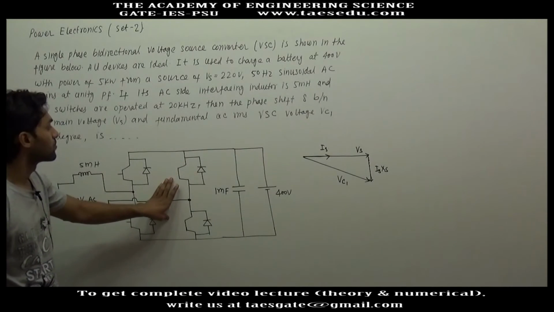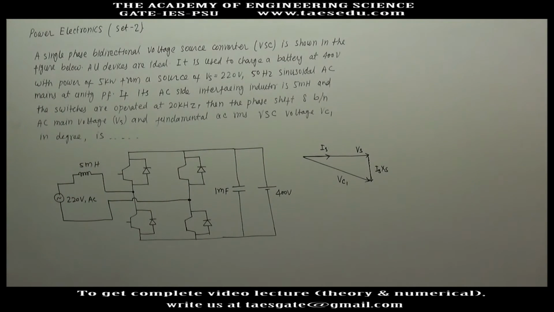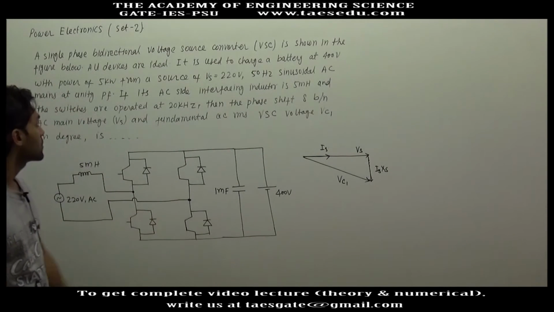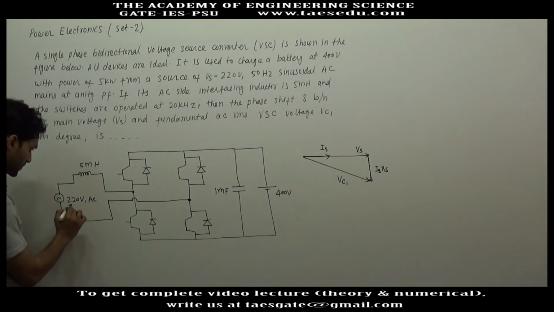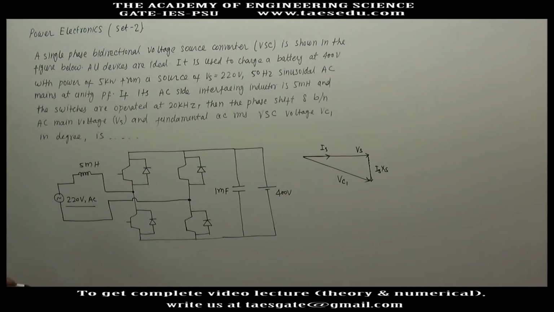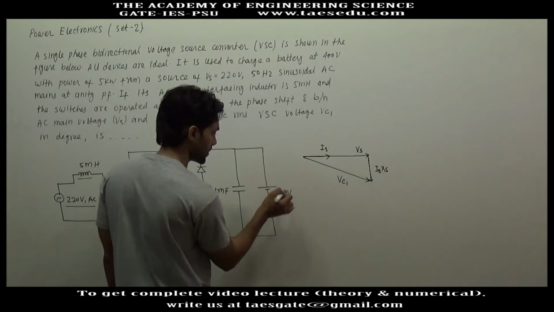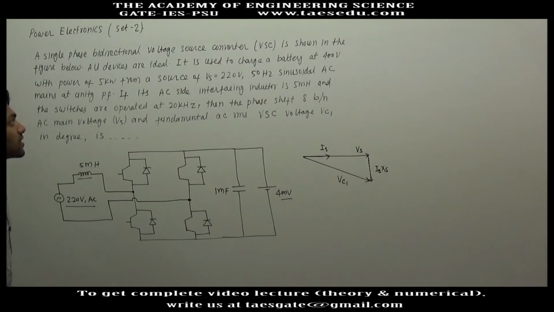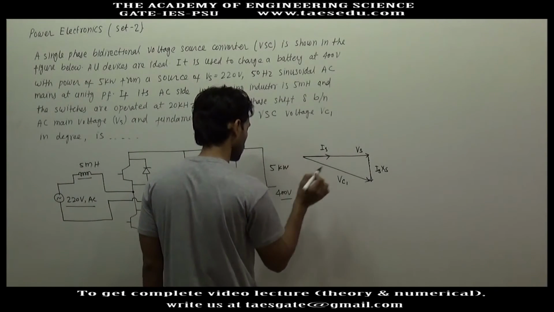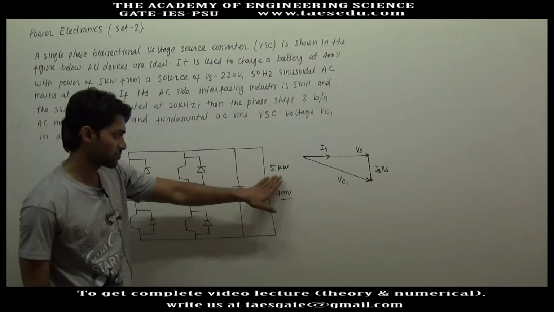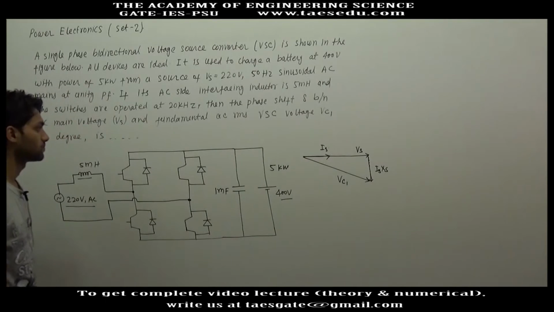This circuit diagram is for a bidirectional voltage source converter, where this is a 220 volt AC voltage source which is connected to this converter circuit through a 5 millihenry inductor, and here we have a 400 volt battery which is to be charged with a power of 5 kilowatt. With this much power, this battery has to be charged.